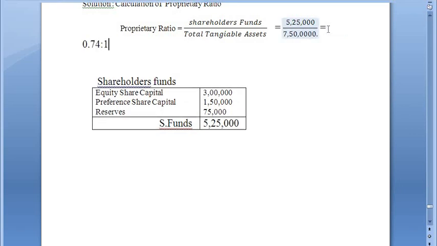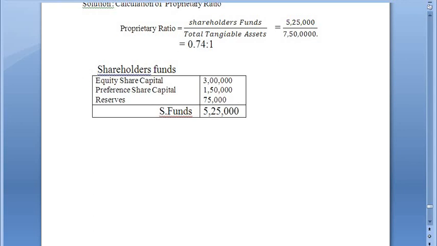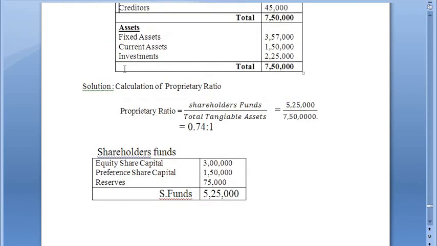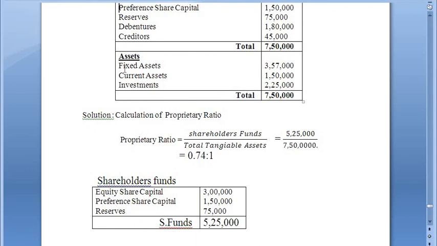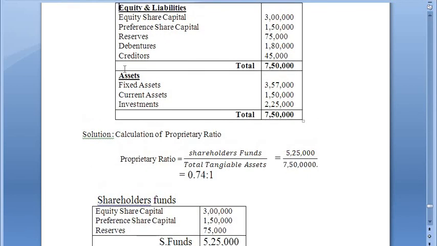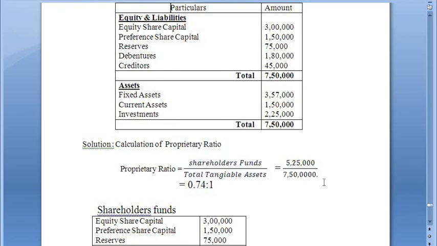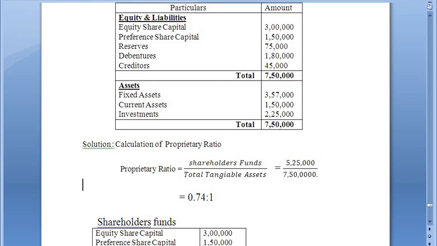Is to 1. Okay, this will take down only. So this is the ratio of proprietary. Okay, proprietary ratio is the ratio or proportion which gives the information about how much amount of equities, that is shareholders fund, is invested in the tangible asset. To find out this only, this proprietary ratio will be calculated. Okay, I hope you understood the calculation of proprietary ratio as well.